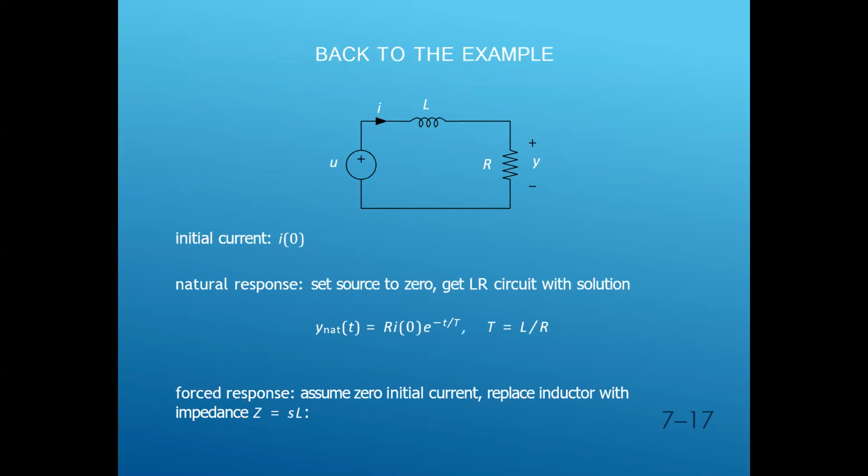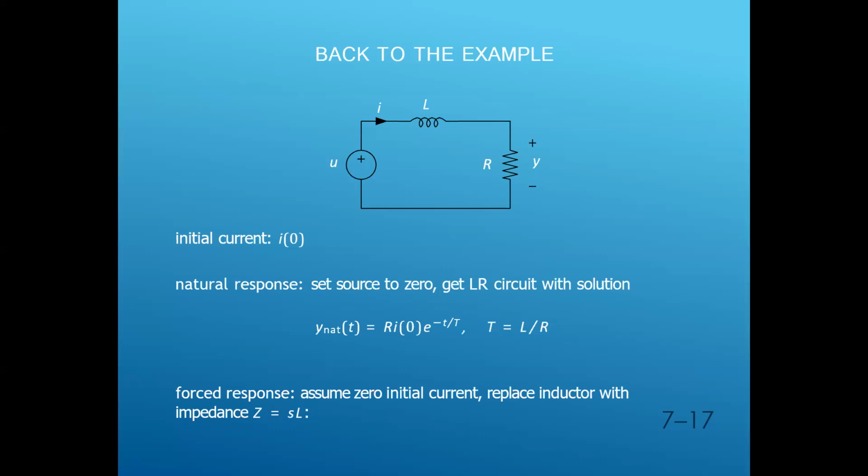Coming back to an example with initial current I(0), for the natural response we set the source to 0 and get an LR circuit with the solution y_nat(t) = R i(0) e^(−t/τ), where τ = L/R.